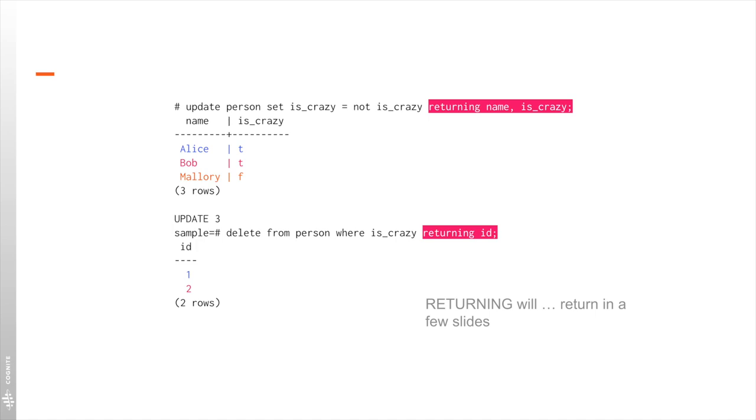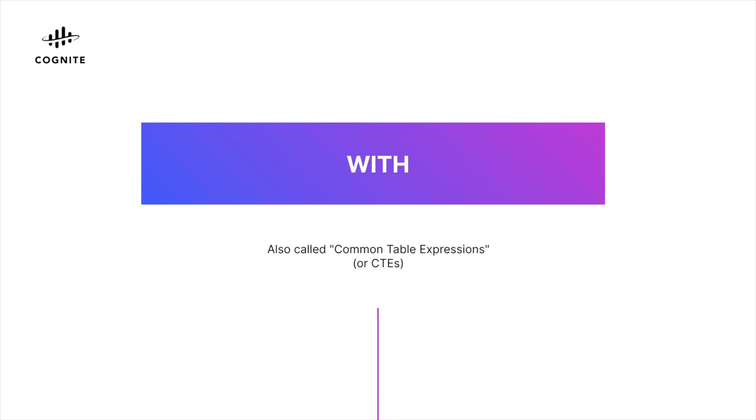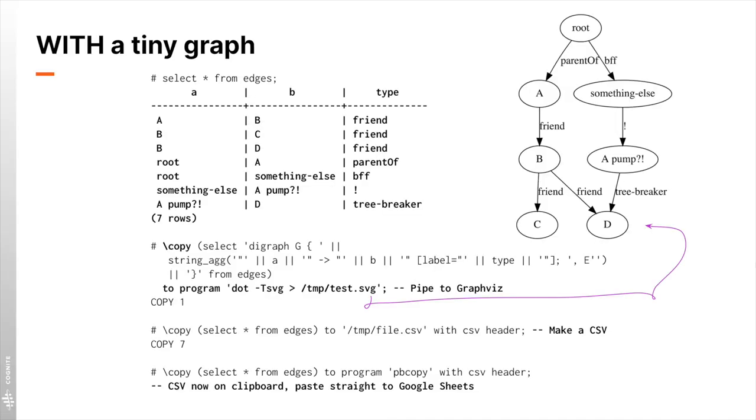But before we do that, we are going to talk about with expressions, also called common table expressions or just CTEs as shorthand. To cover common table expressions, we will be dealing with this tiny data set that represents the edges of a small graph. It's a directed graph that happens to not just be a tree structure. In the bottom, we have three quick tips for psql, the command line.